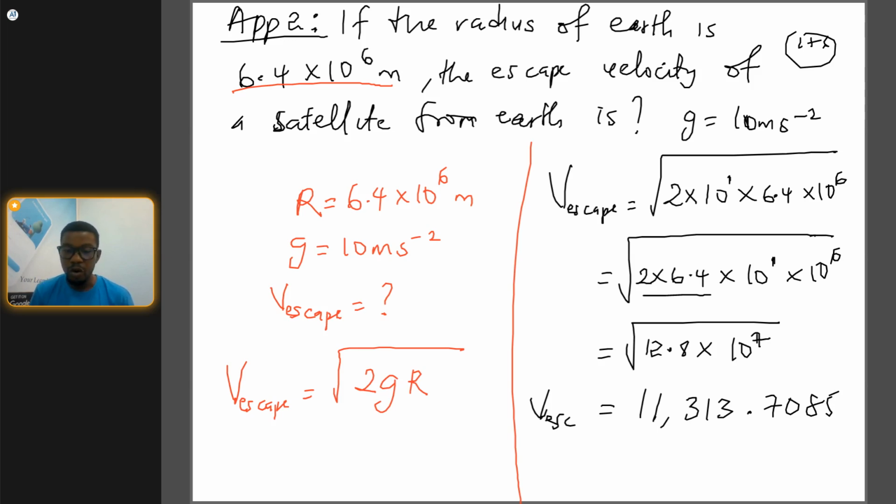Okay, so escape velocity has its own units, and it is measured in meter per seconds. So the escape velocity for this question is 11,313.7085 meter per seconds. Okay, I believe this is also clear to us.